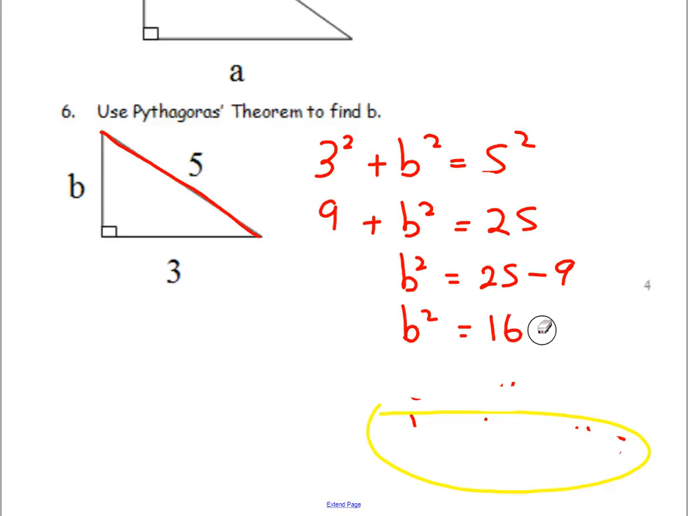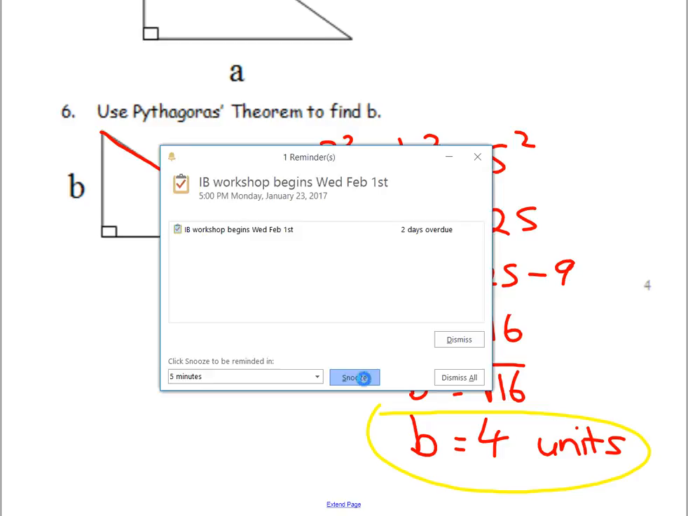By definition, the square root of 16 has 2 answers. The 2 answers are positive 4 and negative 4. But because we're referring to a triangle, we can't really have a negative length in the real world. So we'll just say it's positive 4, even though technically there are positive and negative answers. Because we're relating it to a triangle, only a positive length is possible. So 4, and there's no units, so I just wrote units.